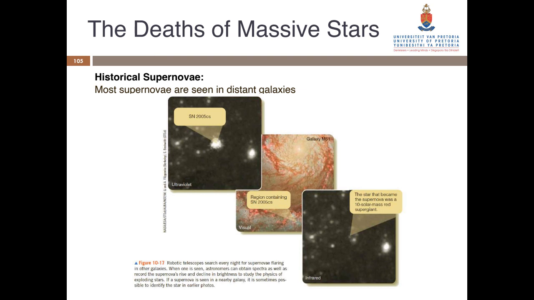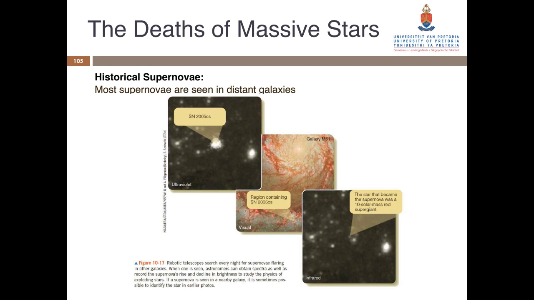Most supernovae are seen in this galaxy. So in this image, the robotic telescope searches every night for supernovae flaring in other galaxies. And when one is seen, astronomers can obtain spectra as well as record the supernova's rise and decline in brightness to study the physics of exploding stars.